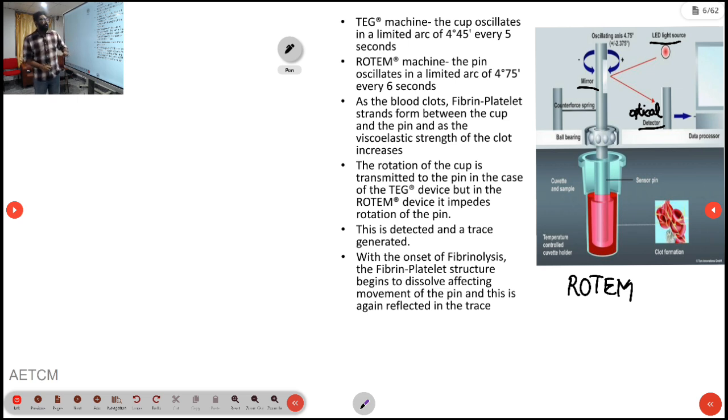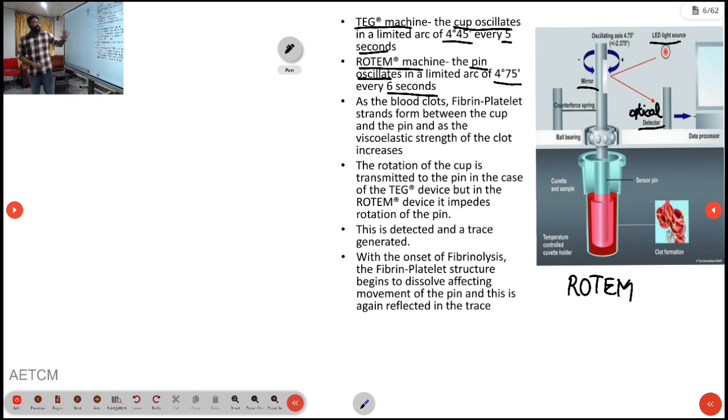So in the TEG machine, the cup oscillates in an arc of 4 degree 45 seconds every 5 seconds. So the cup is what is oscillating in the case of a TEG machine. So that is the important thing. And in the ROTEM machine, it is the pin which oscillates in a 4 degree 75 seconds every 6 seconds.